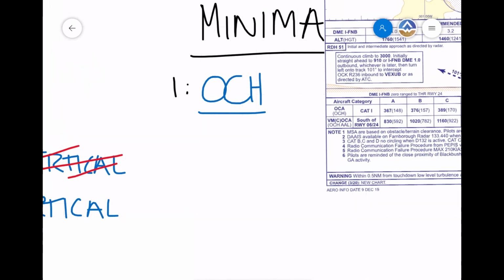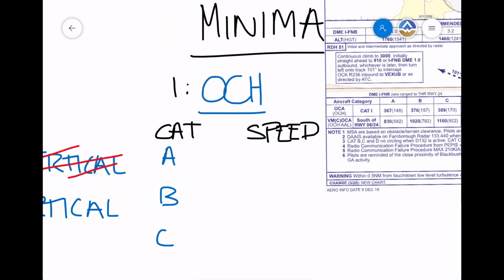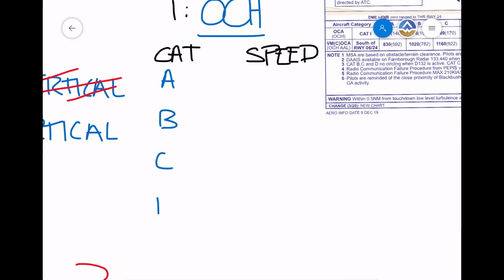You can see there's category A, B, C and D. And what happens with the obstacle clearance height is it's broken down into actually 5 categories. Each of these categories depends upon your aircraft's speed. Now the speed used is called VAT, or velocity at the threshold. Categories are A, B, C, D, and not given on this approach plate, there's also category E.